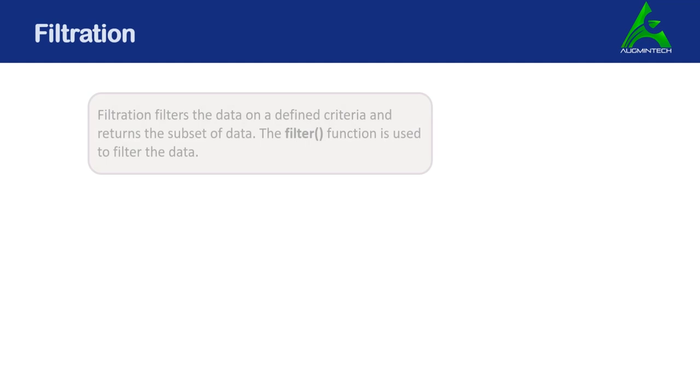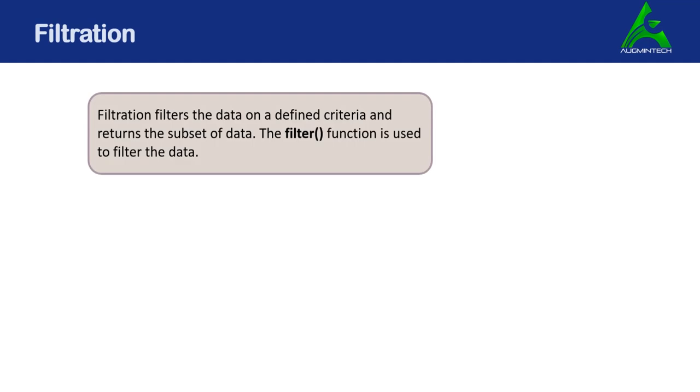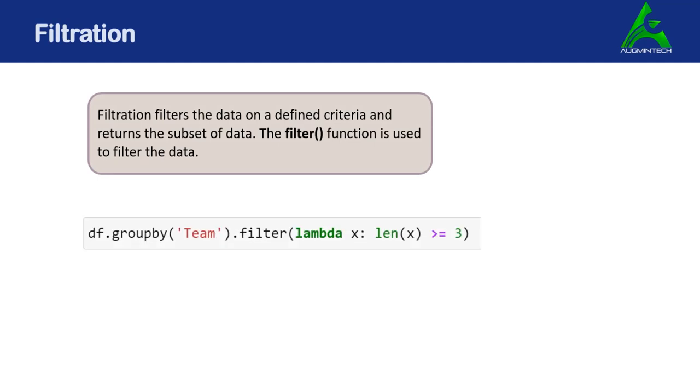Now let's see what filtration is. Filtration is used to filter the data on some criteria and returns a subset of data. The filter function is used to filter the data based on conditions. Here we can say df.groupby, specify the column like team, .filter, to which we specify the lambda and the argument, and then the condition, where here it says length of x is greater than or equal to 3. So filter takes a function as the parameter, that is lambda, and then filters based on the condition specified.